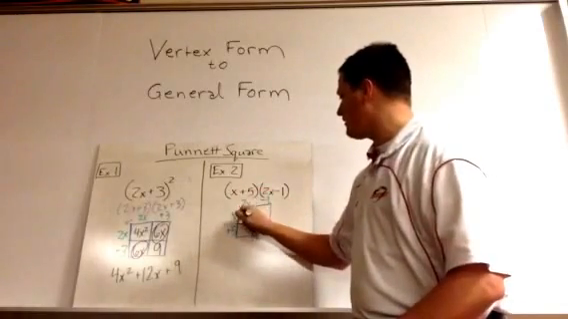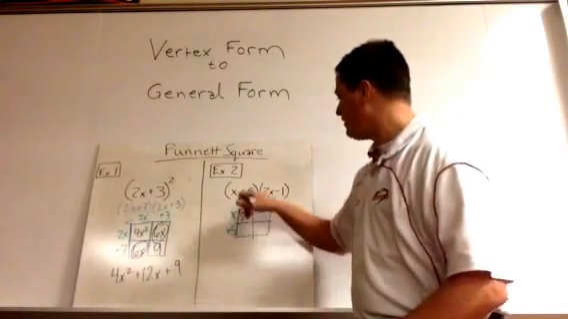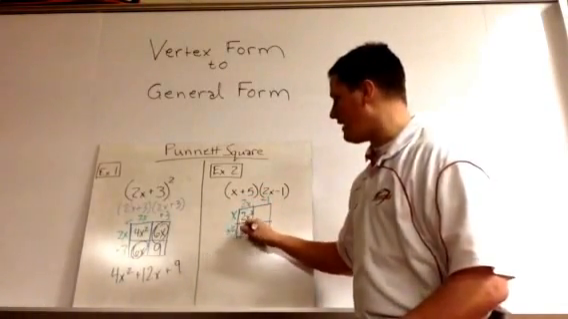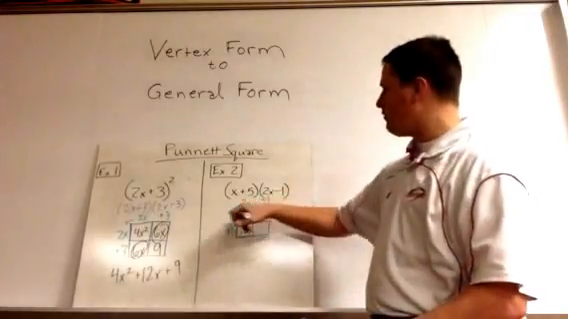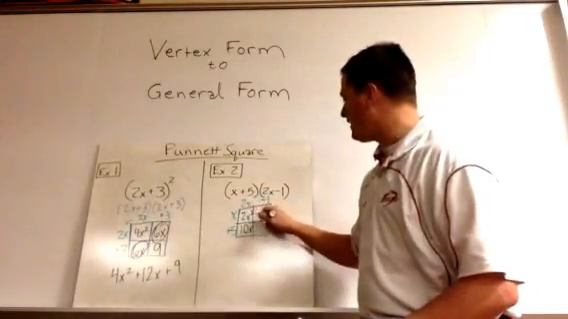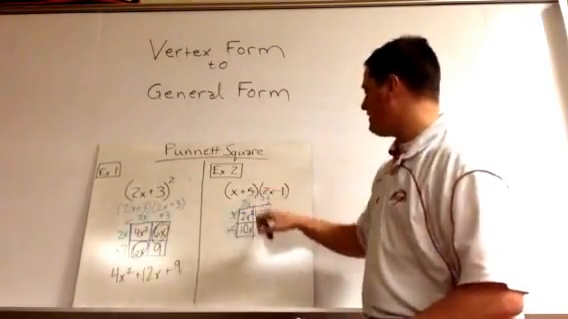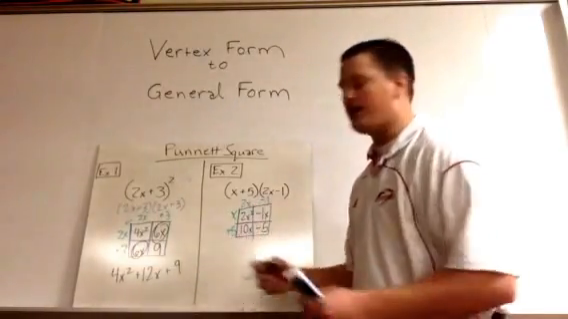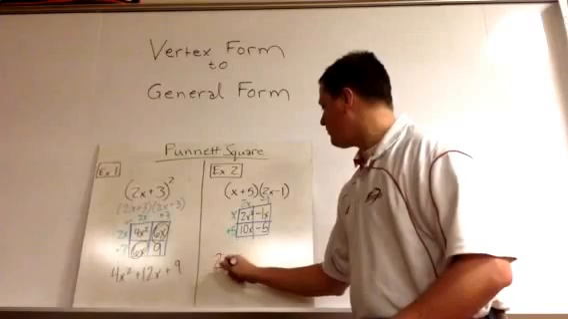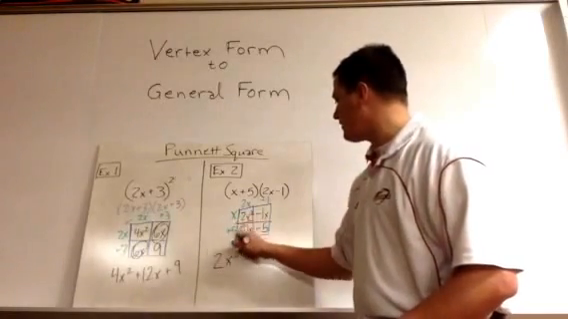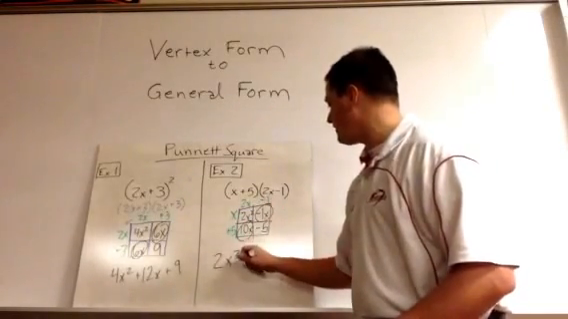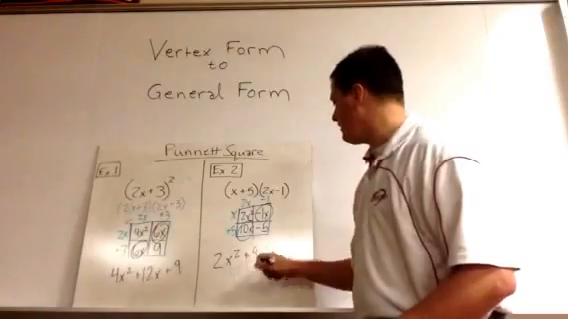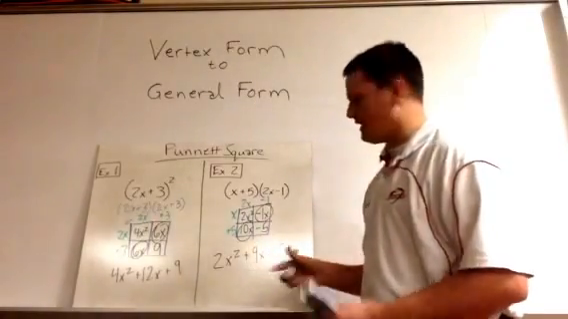x and 2x are 2x squared. 2x and 5 make 10x. Negative 1 and x give us negative 1x. Positive 5 and negative 1 give us negative 5. Combine any like terms as we rewrite. 2x squared, these are like, give us positive 9x and minus 5 at the end.